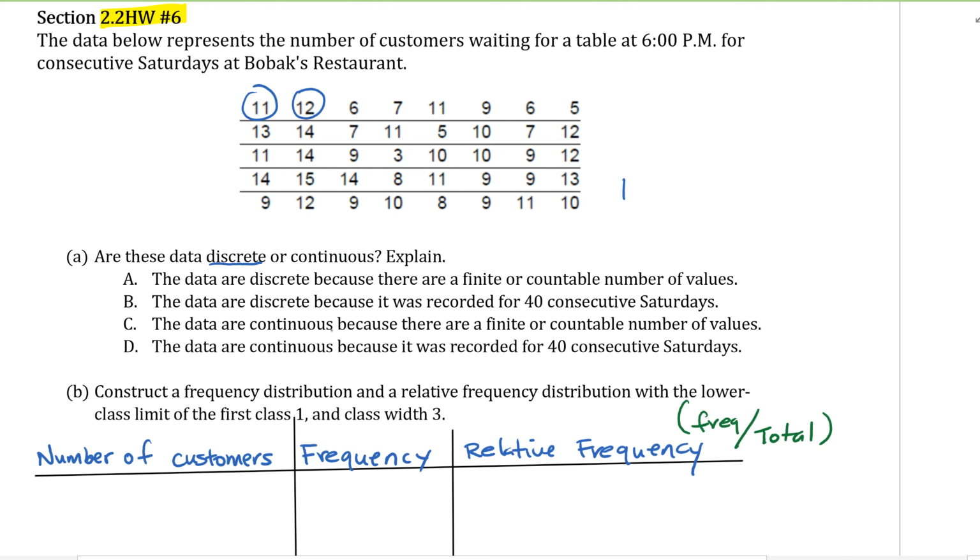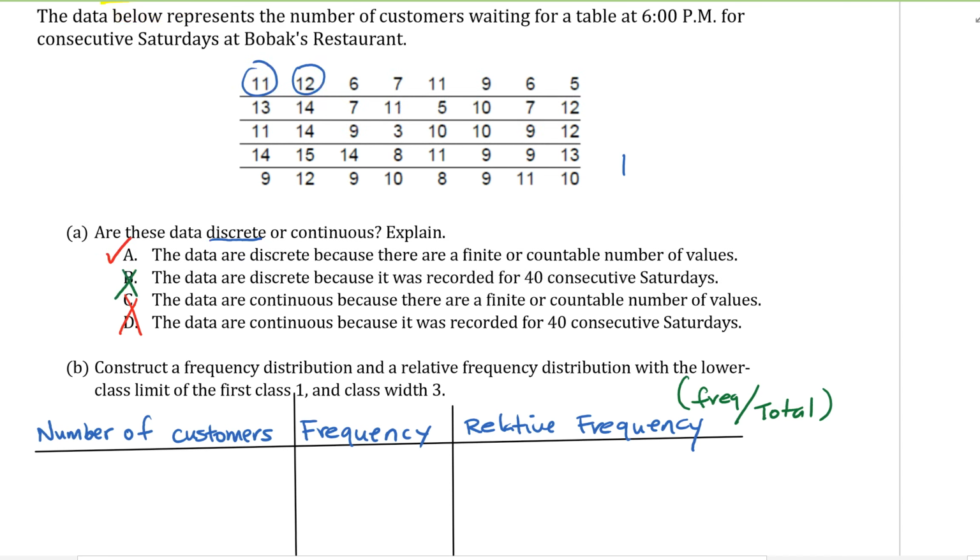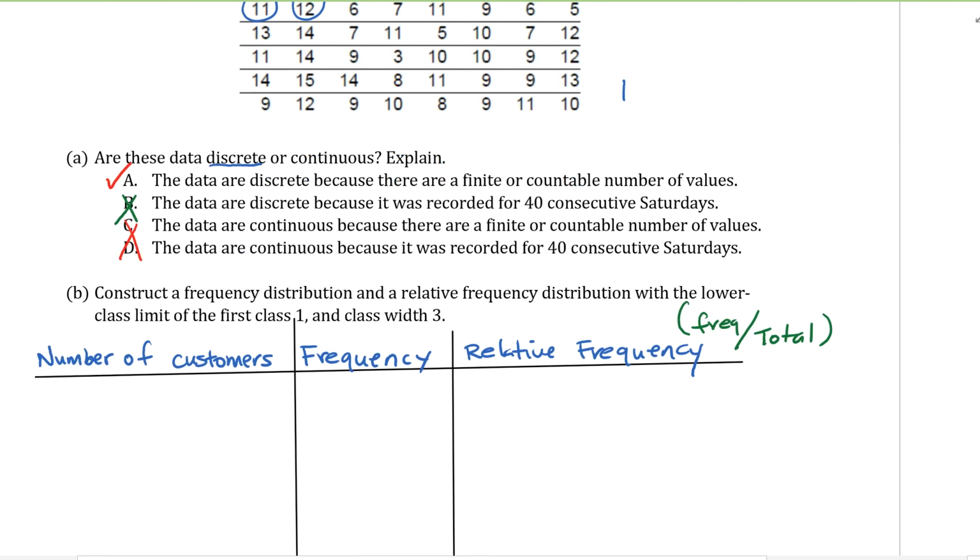Well, that means C and D cannot be my answer, so I eliminate them. Well, look at A and B. A, the data are discrete because they are a finite or countable number of values. Well, that's correct because we know it's finite and it's countable. That's how we describe discrete data. B, the data are discrete because it was recorded for 40 consecutive Saturdays. Okay. The number of days recorded doesn't change the type of data we have, so therefore B is not an answer.